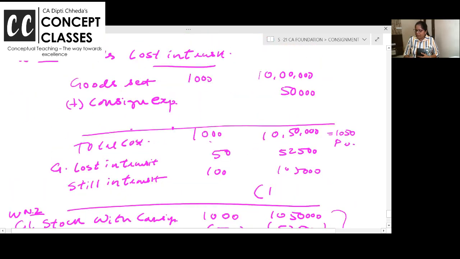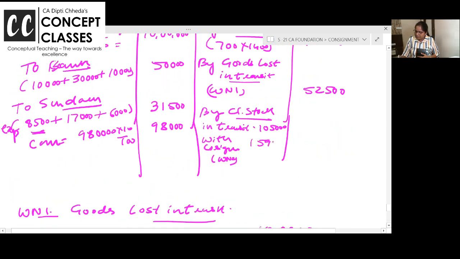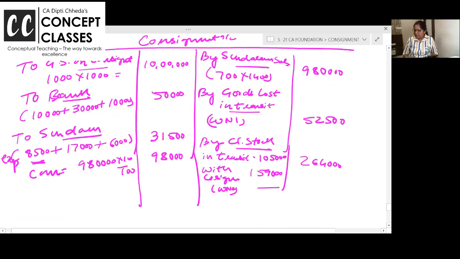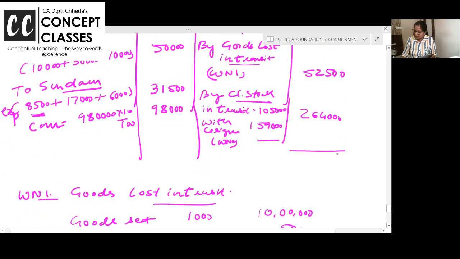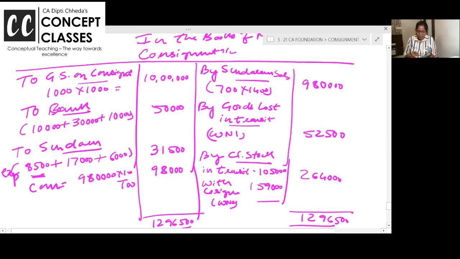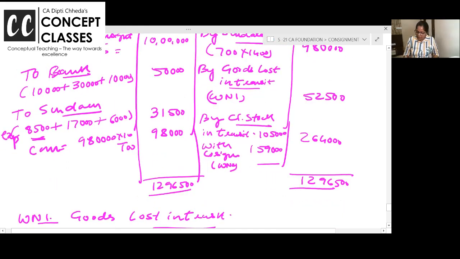1060 into 150, 1,59,000. 1,05,000 plus 1,59,000. 2,64,000 is the closing stock plus 52,500 plus 980. 12,96,500. 1,17,000 is the net profit. I will go on doing problems like this till you feel, yes ma'am, now we are clear.